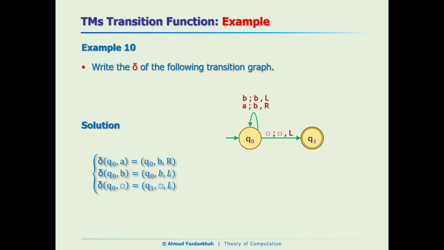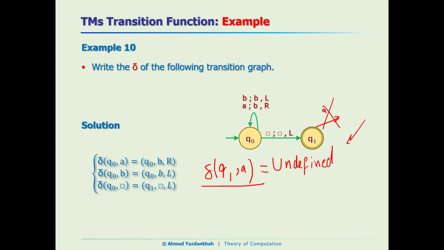Before going further, I would like to mention something here. Let's try to find Q1 and A. Do we have any outgoing transition for the A? No, we don't. So what would be the range of this value? Definitely undefined. Why did I mention this here? Because I want to show you that this function is a partial function. Of course, it can be a total function if we have all of the transitions that we require, but at least one undefined makes this function a partial function, as you know.